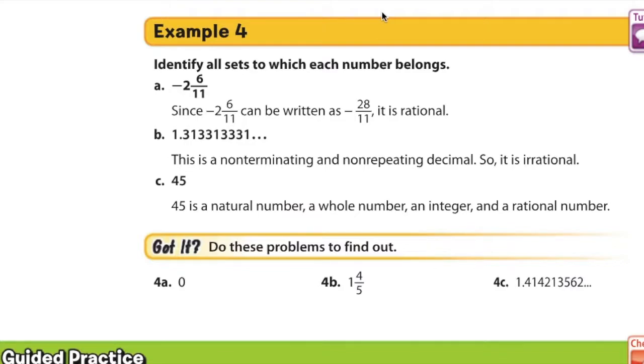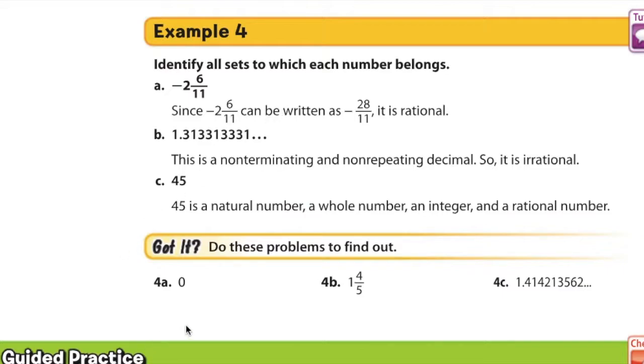For example 4, we will be using that diagram at the top of the page to identify all the sets of numbers to which each number belongs. -2 and 6/11 can be written as a fraction, so it is rational. Letter B, although there is a pattern in the numbers, there is a non-terminating and non-repeating block of numbers, so it is irrational. 45 is a natural number. It also is a whole number, an integer, and a rational number.